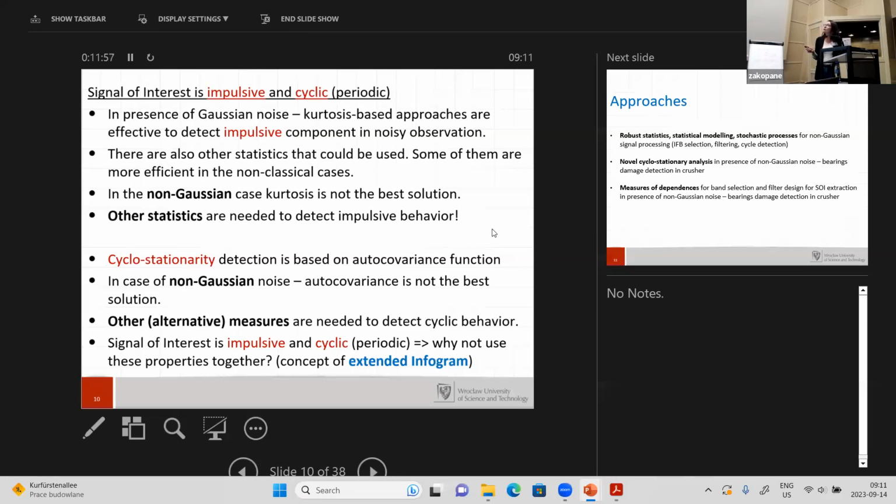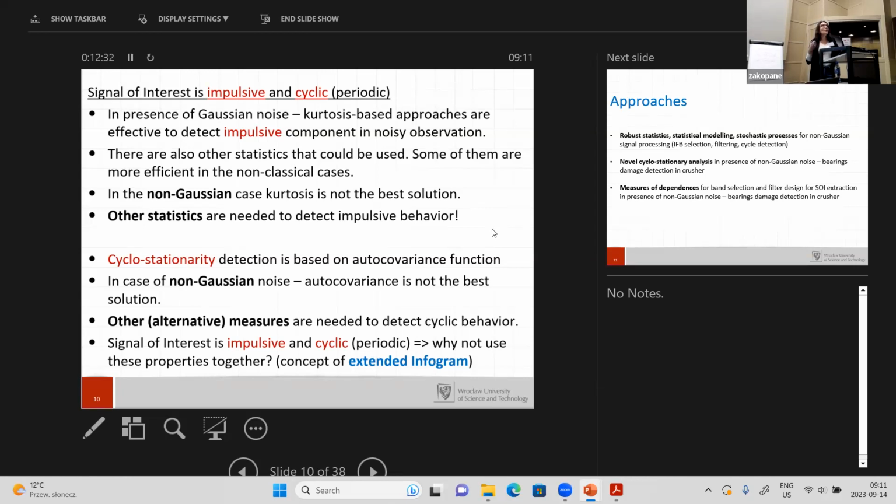Therefore, kurtosis is not the best solution for non-Gaussian signals, and we propose another, more robust statistic that can indicate the impulsive behavior of the signal. In the second group, meaning the cyclic or periodic behavior identification, as I mentioned, there is cyclostationary analysis. In the classical version, the cyclostationary analysis was also devoted to the Gaussian cases. And here the classical measure of dependence, meaning the autocovariance, was applied.